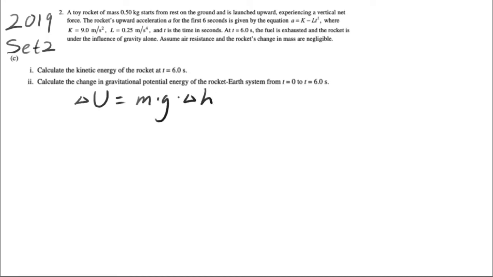So we know the value of mass is 0.5 kilograms. We know the value of g is 9.8 or 10. Either one you choose is fine. And we know that the toy rocket starts from the ground, so we can say that the initial height equals 0. So how do we find the height at t equals 6 seconds?